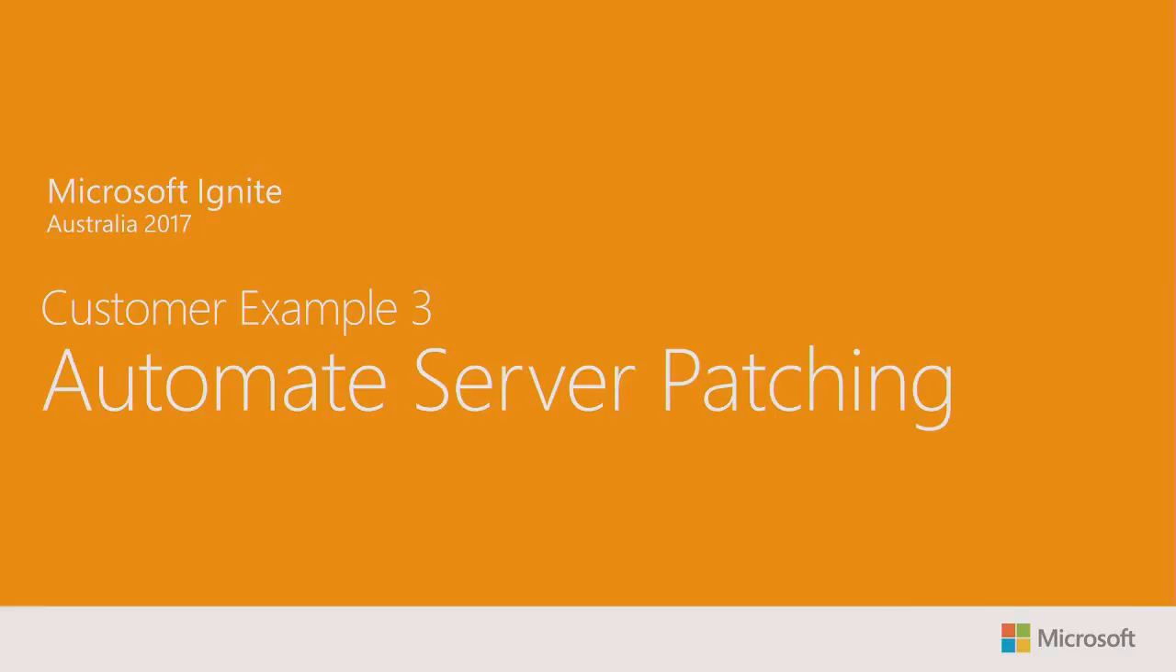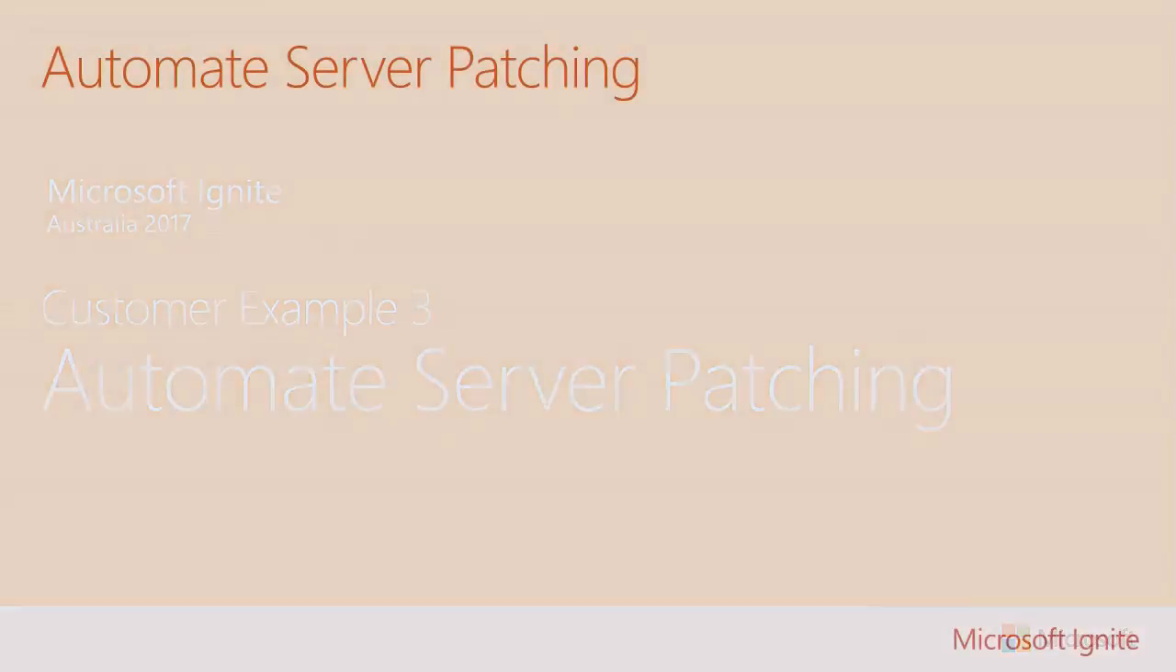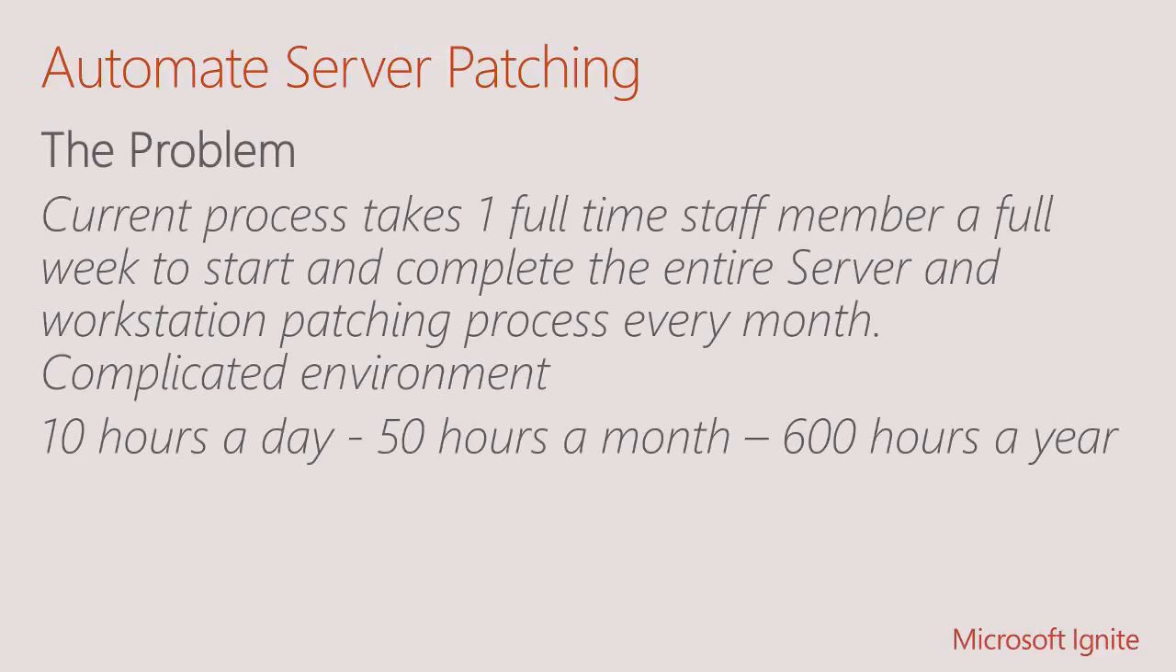So final customer example, automate server patching. So current problem, current process takes one full-time staff member a full week to start and complete the entire server and workstation patching process every single month. This was a fairly complicated environment. So it was taking them around 10 hours a day, 50 hours a month, or 600 hours a year. So we're doing both server and workstation patching there.